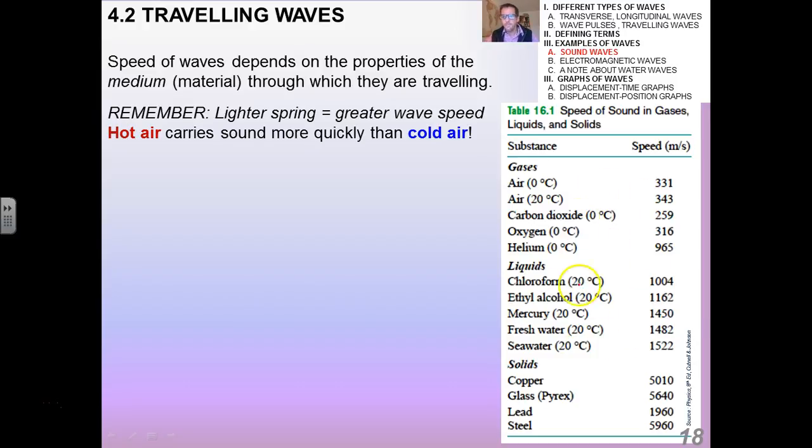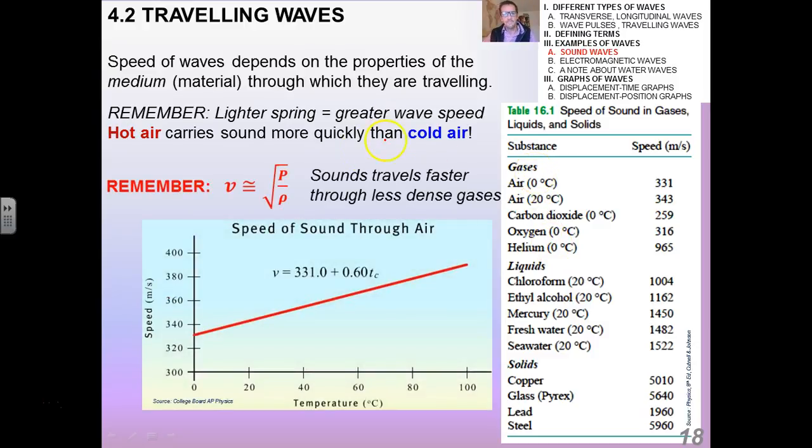So here's a table from your Cutnell and Johnson physics text showing the speed of sound in solids, liquids, and gases. And one of the things you notice immediately is that the speed of sound is much higher in solids than it is in gases, okay? And that's because in solids, the molecules are much closer together and they're held in a rigid lattice structure. So energy is able to go through them more efficiently and more quickly than through gases, where the molecules are much, much farther apart in comparison, okay?